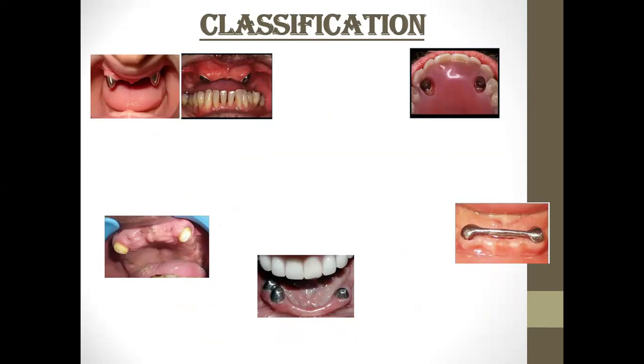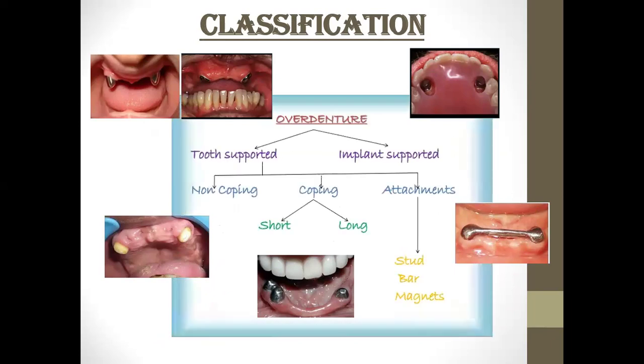So let's move on to the classification. As we see here, overdentures are broadly classified into tooth-supported and implant-supported ones. The tooth-supported ones are subsequently classified into non-coping ones and coping ones. We'll see what these copings and non-copings are. And then you have attachments. Attachments can be subsequently divided into studs, bars or magnets. All these attachments improve the retention that can be offered for the prosthesis.